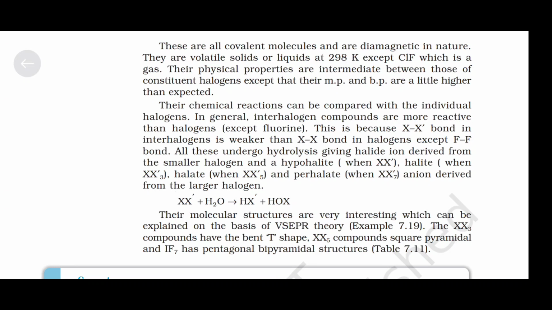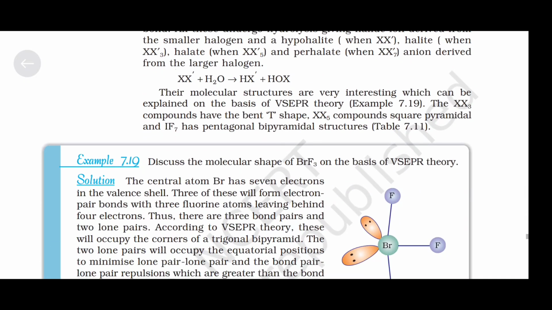All these undergo hydrolysis giving halide ion derived from the smaller halogen and a hypohalite when XX', halite when XX'3, halate when XX'5, and perhalate when XX'7, anion derived from the larger halogen.